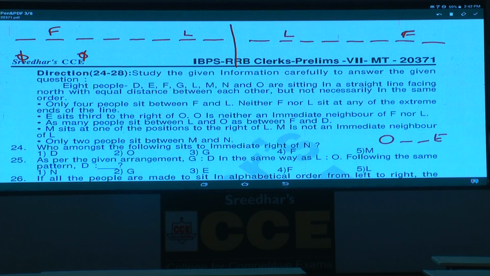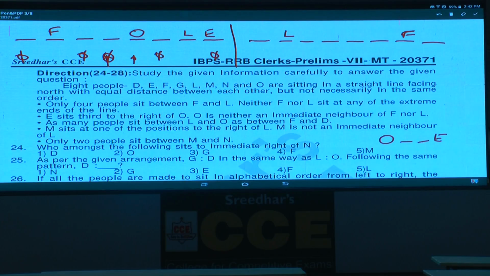And similarly, O cannot be here and O cannot be here. Then what are the possibilities left for this O? Now in this one there are 2 possibilities, isn't it? Out of which O cannot be at this place as well, because if O is here, L and E must be in the same place, which is not possible. Hence what is the only possibility? O must be at this place. If O is here, then E must be here. Done with this? O sits, E sits third to the right of O.